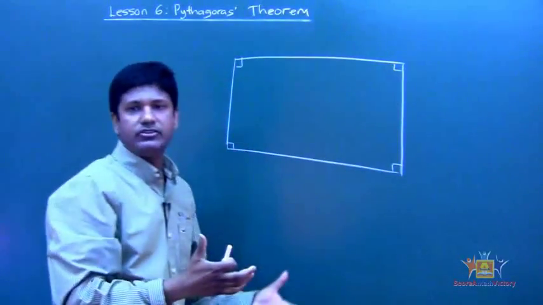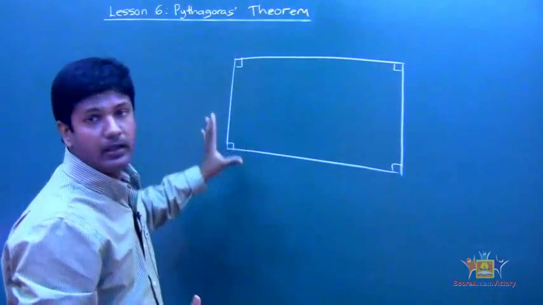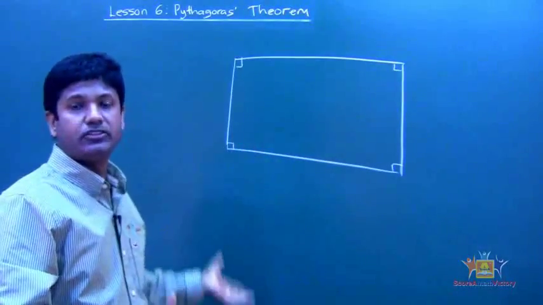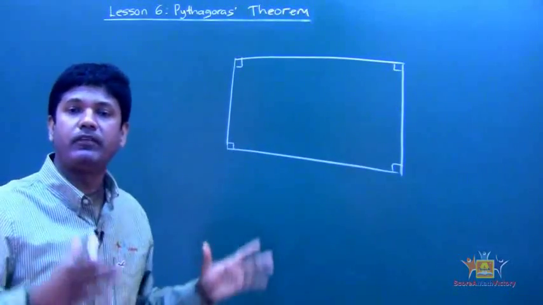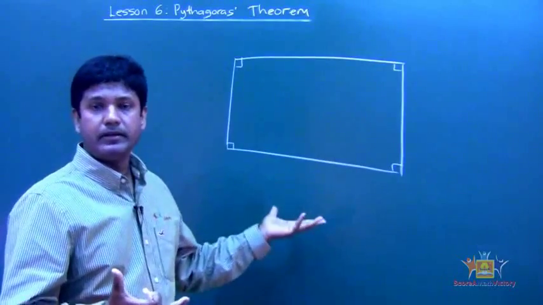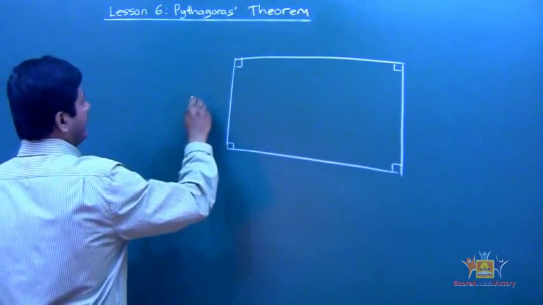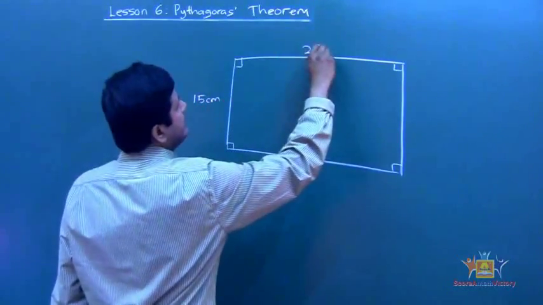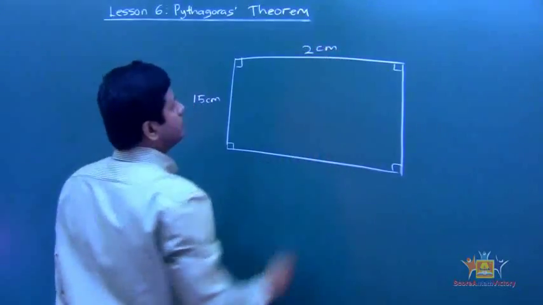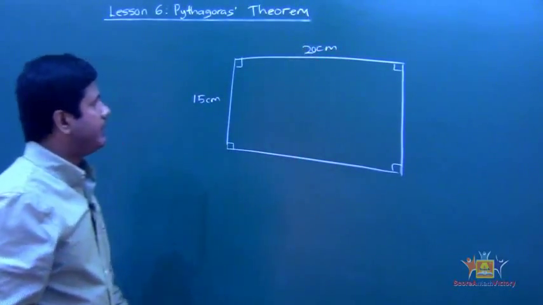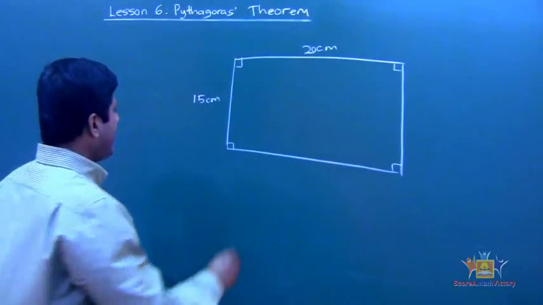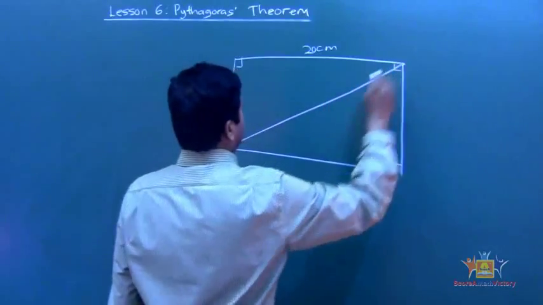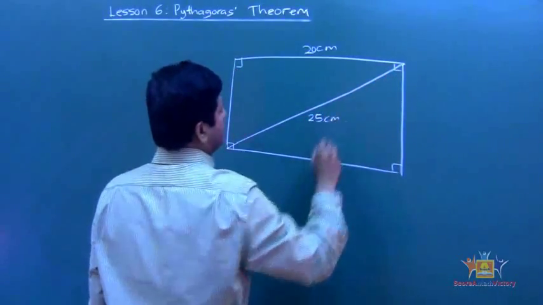Okay, but I don't have a measuring tape or any kind of scale or measuring device to find the angle. But based on the length itself, I want to make sure it's a perfect rectangle. Am I right? Okay, so my measurement is I'm going to have this one to be 15 centimeters and this one to be 20 centimeters. And then I measured from this corner to this corner. It turned out to be 25 centimeters.